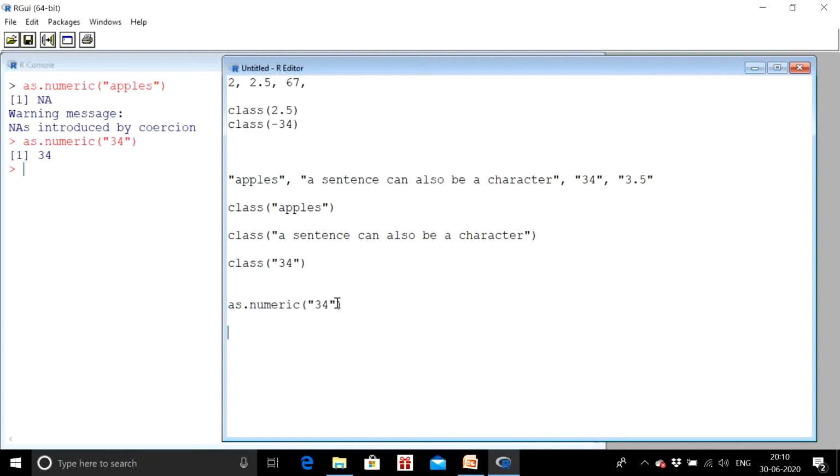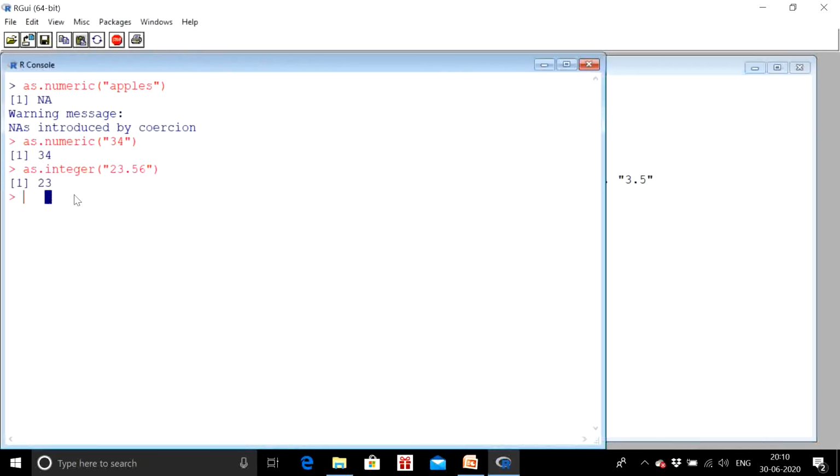Now suppose I want to convert a numeric data into integer. I use the command as.integer. Suppose the numeric data is a decimal, 23.56, bracket close. I execute this line of code, see the result. The answer is 23. So whatever the number, if it is a decimal or a fraction, it is going to cut it off to the whole number part of the number. Okay, it is not going to approximate it.